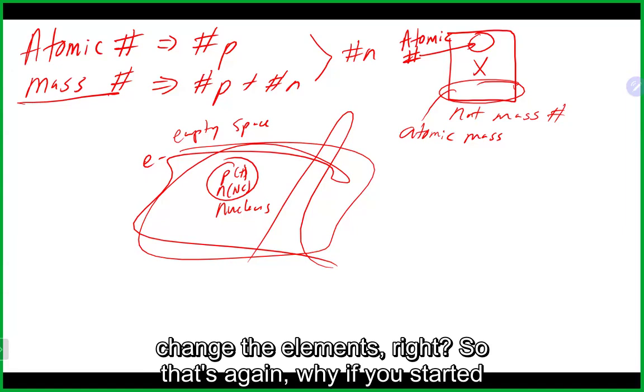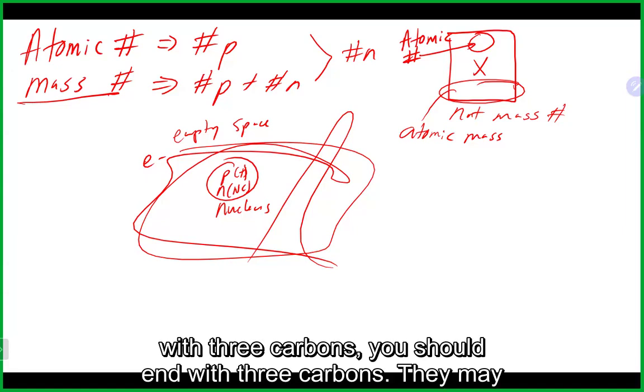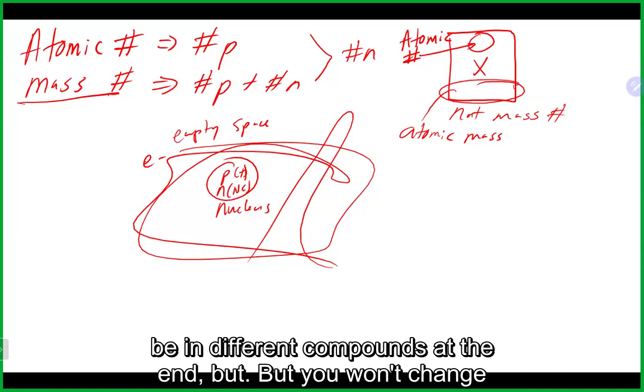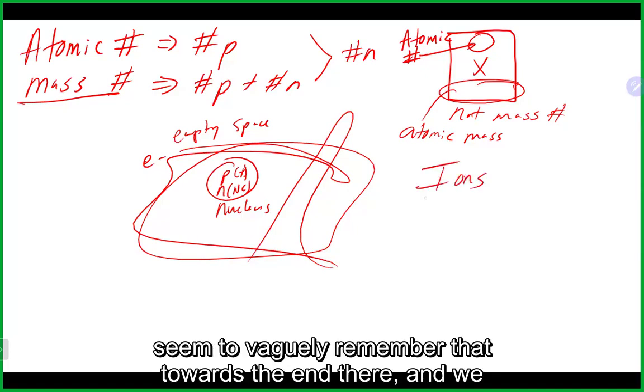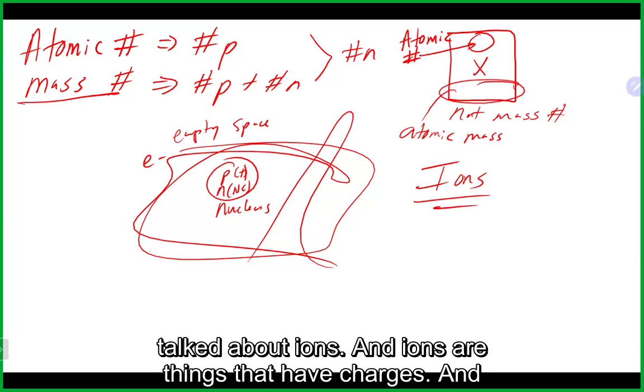So that's, again, why if you started with 3 carbons, you should end with 3 carbons. They may be in different compounds at the end, but you won't change elements because of that. Dare I say, we talked about some ions. I seem to vaguely remember that towards the end there. And we talked about ions, and ions are things that have charges.